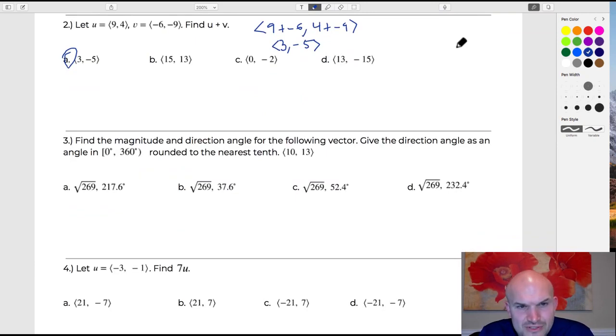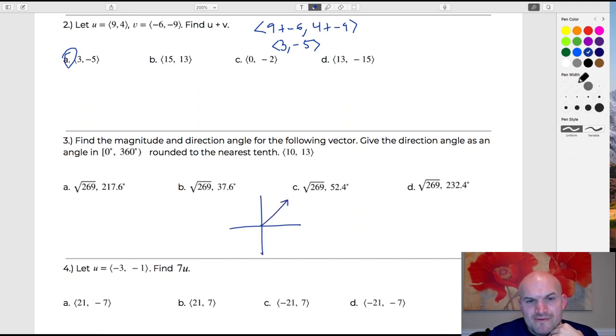The next one says, find the magnitude and direction angle for the following vector. Give the direction angle as an angle from 0 to 360, so we don't want to use negative angles, to the nearest tenth, for the vector <10, 13>. Now, I already know this is in the first quadrant, so I'm not concerned about that. Here's my vector, and if you create a triangle here, that's 10 and that's 13. So I know that inverse tangent is going to give me the right angle in this quadrant. So basically what I'll do is, let's call this angle alpha.